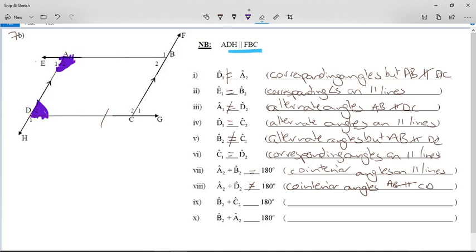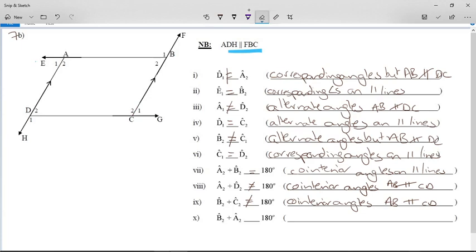Next we have B2 and C2. Here's B2 and C2. I can make a backwards C, or think of it as a U. They are indeed my little co-interior angles again. But are these two on parallel lines? No, because AB is not parallel to CD. So this will not be equal to 180.